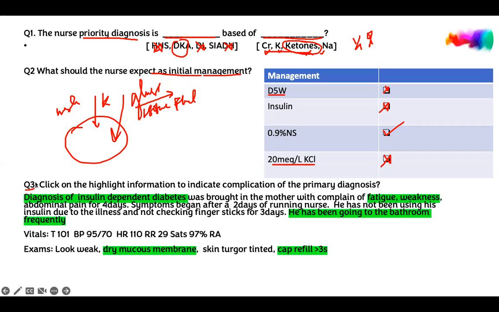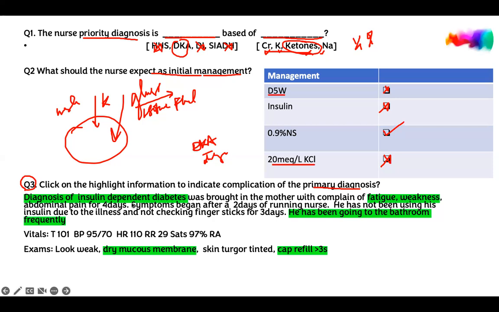Then they will give you this kind of question form. It's intimidating. They will underline. You've got to underline it, and they will tell you which one is based on the question. Instead of the 5 choices they usually give, you have to pick one. It's the same thing, they give you in sentence form. Click on the highlighted information to indicate complication of the primary diagnosis. What is the complication of the primary diagnosis? The patient has DKA, and what are we seeing as the complication? The patient is getting dehydrated, so we're looking for things that tell me it's a complication of the DKA.